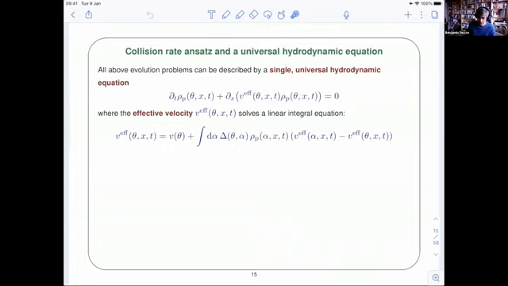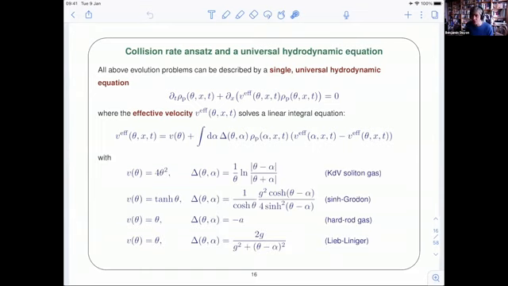But basically, in this linear integral equation, there are two quantities: there's the velocity and there's delta. These two quantities are characteristics of the models that you're looking at. So for instance, I'll give you the basic equations that one can find from the literature. If you take v equals 4 theta squared and delta equals this particular function, that represents the KdV soliton gas. If you take v equals tan theta and this particular function, that represents the sine-Gordon model. v equals theta and delta equals minus a, that's the hard-rod gas, and v equals theta with that particular delta, that's the Lieb-Liniger model. All these models for statistical initial value problems, which are inhomogeneous, can all be studied by this single equation. You just have to put the right elements in it.